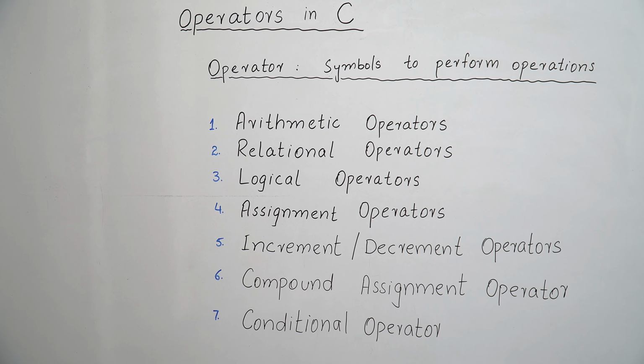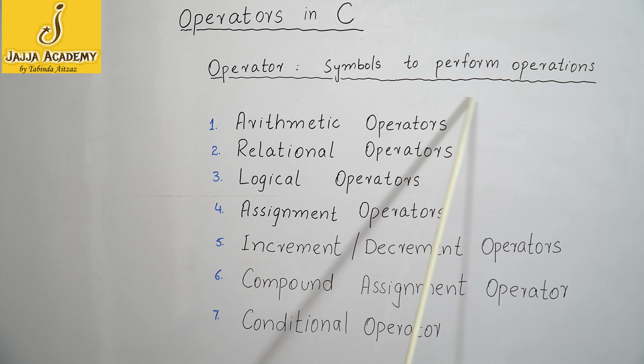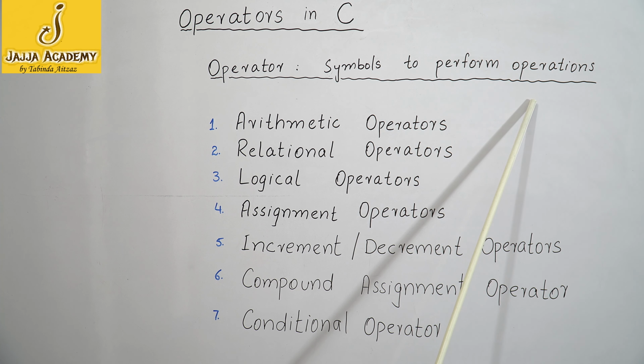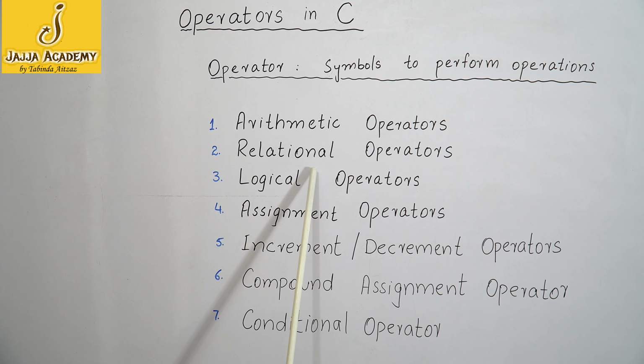What is an operator? Operator is a symbol that is used to perform different operations on data. There are different types of operators in C language such as arithmetic operators, relational operators, logical operators, assignment operator, increment and decrement operator, compound assignment operator and conditional operators, etc.